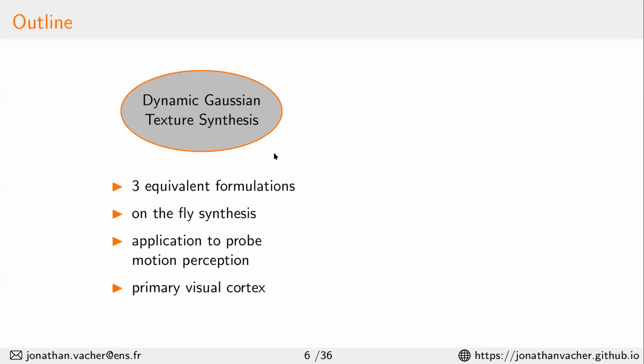So I will start talking about dynamic Gaussian texture synthesis. I provided the theoretical work with 3 equivalent formulations. I won't go into these details, but it allows for on-the-fly synthesis, and we applied this model to understand better motion perception. And all these stimuli are mostly designed to study the primary visual cortex for neurophysiologists.